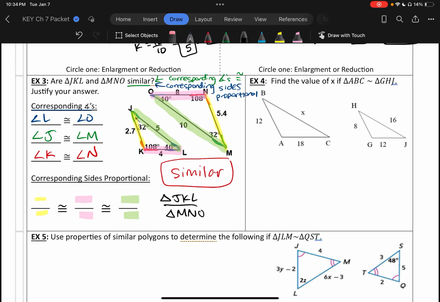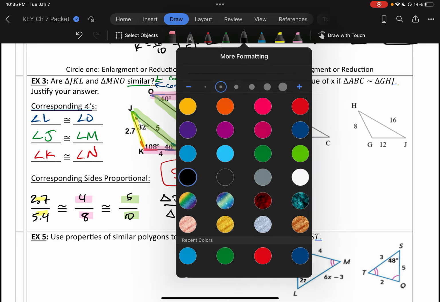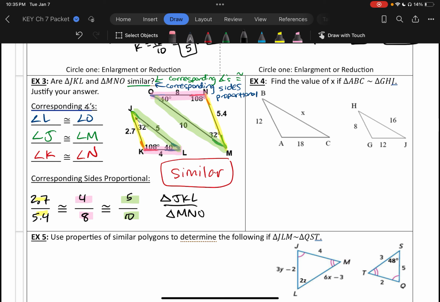So if I look at yellow over yellow, again, I'm starting with the triangle on the left, JKL. So I got 2.7 over my other yellow, 5.4. Pink over pink, I got 4 over 8. Green over green, I got 5 over 10. If I were to simplify all of these numbers, and like I said earlier, these should not be congruent symbols. These should be equal signs. We're checking to see, are these equal?